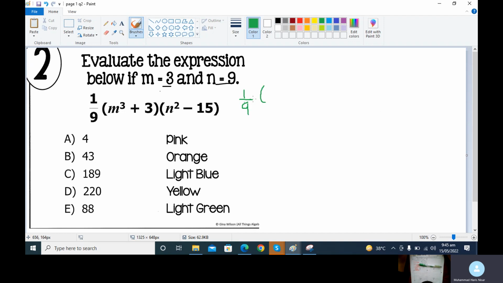What is the value of m here? It is 3, isn't it? Yes, value of m is 3. So 3 cube plus 3 into n. What is n here? N is 9. Okay. 9 square minus 15. So can you simplify it? What will be the value within this parenthesis? Tell me.